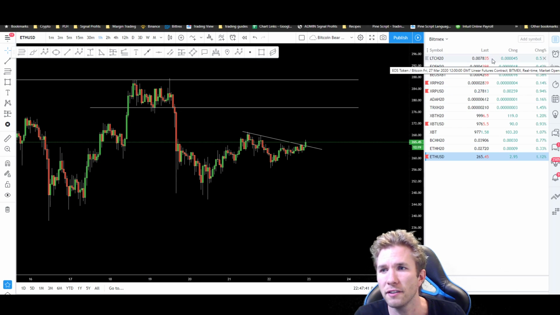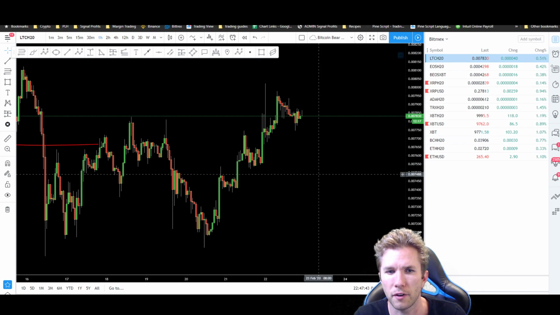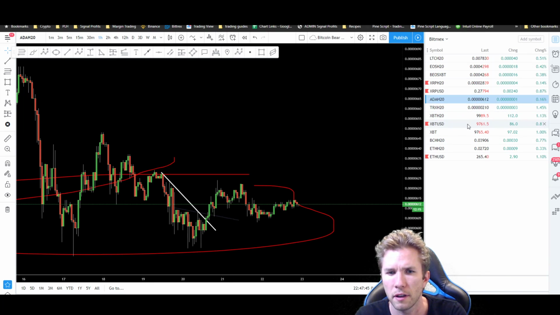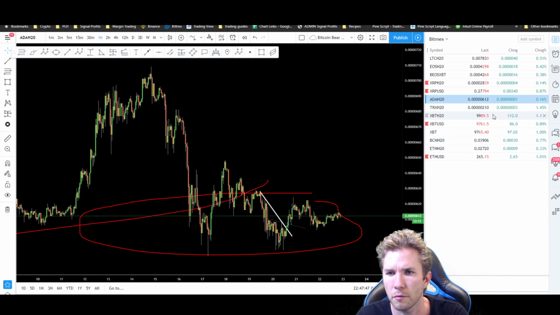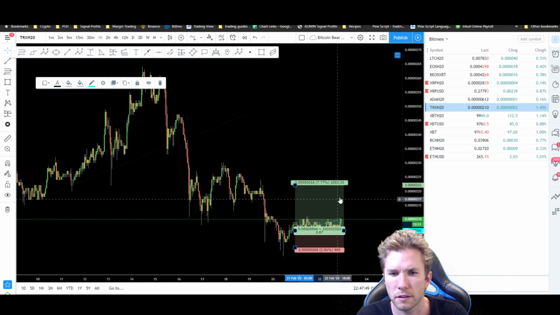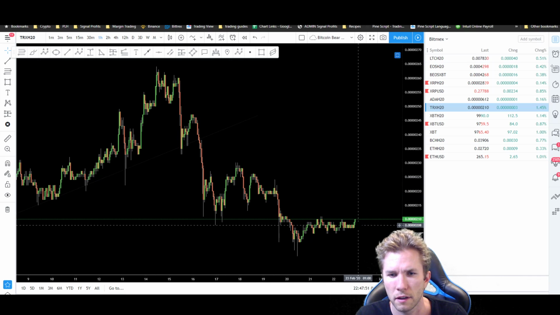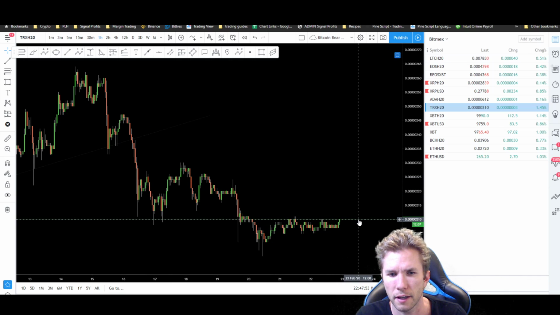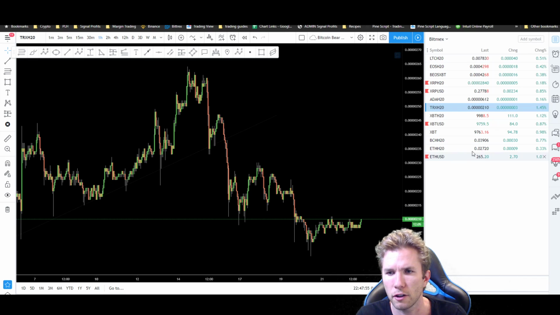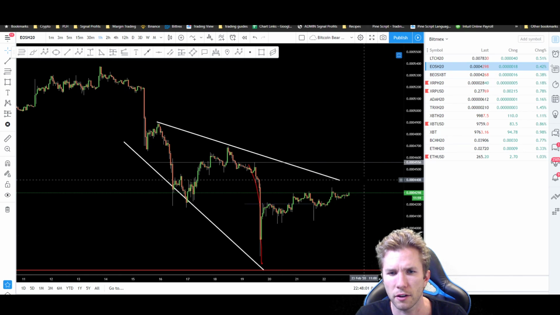LTC moving. Yeah, LTC's been in a freaking freight train, man. It's been crushing. ADA, not really doing much. TRX, kind of moving. 210, kind of in a consolidation a little bit. A lot of resistance behind it. EOS was one we were watching. We got wicked out of EOS kind of annoyingly.